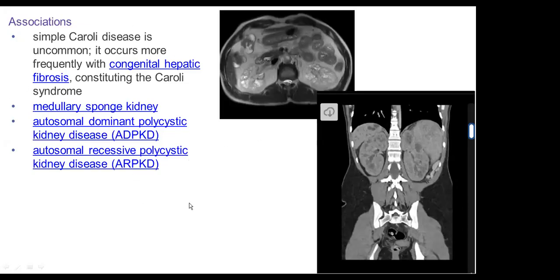Usually, simple Caroli disease is actually uncommon, and it occurs more frequently with congenital hepatic fibrosis, forming the Caroli syndrome. It is usually associated with medullary sponge kidney in about 80% of cases, and with autosomal dominant polycystic kidney disease or autosomal recessive polycystic kidney disease, as seen in this image.